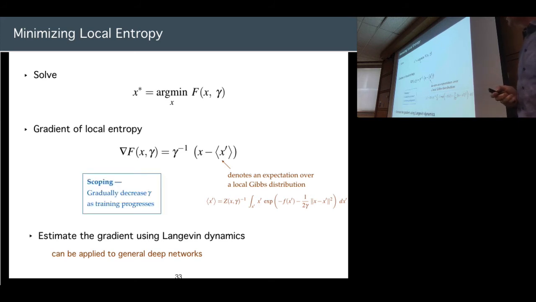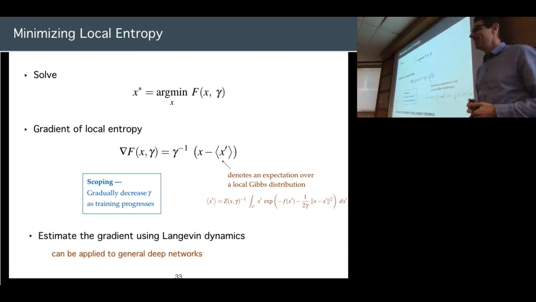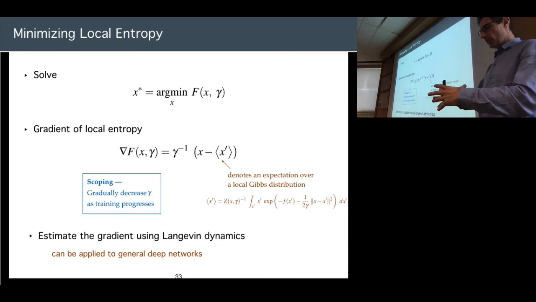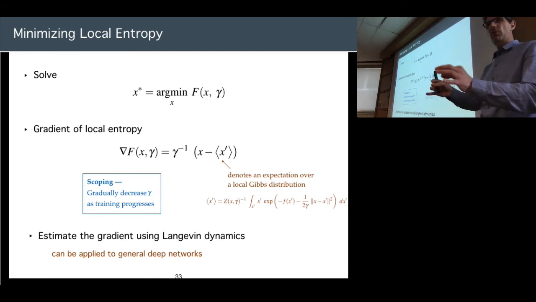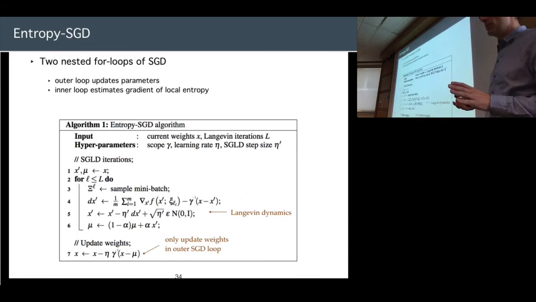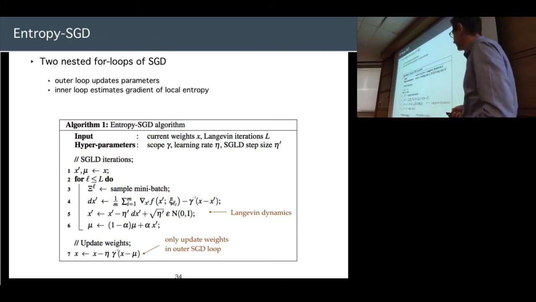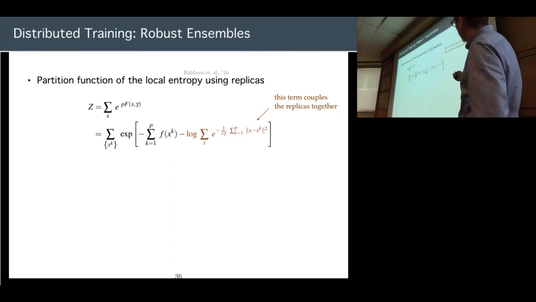This parameter, the sigma, which I now change to gamma, again, to keep you awake, is called the scoping parameter because it sort of determines the scope of sampling of the Markov chain Monte Carlo, how you sample around the current local iterate. And the algorithm boils down to two loops, two nested SGD. The outer loop is just standard SGD, and the inner loop is this local entropy computation.